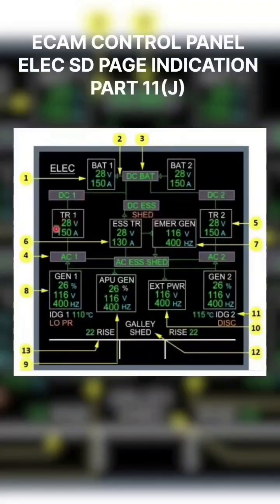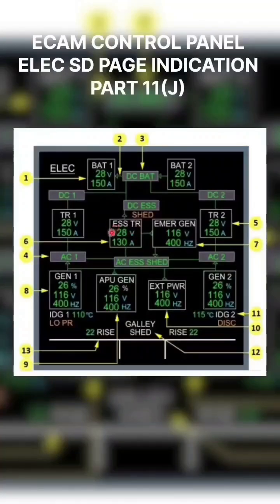The TR will be in white color. There are 2 conditions. This will also become amber. The TR voltage is normally green. This will become amber if the voltage is more than 31 volts or less than 25 volts. And if we talk about the current, this will normally be green. This will also become amber when the TR current is less than or equal to 5 amperes. So this is all about the TR.